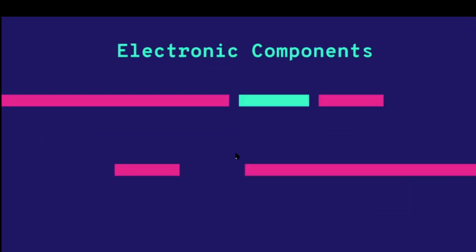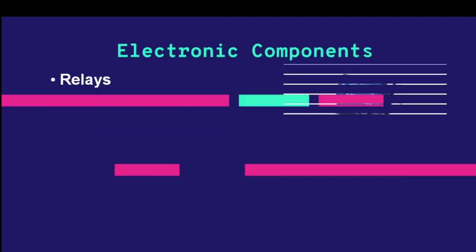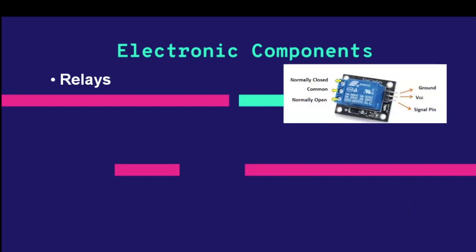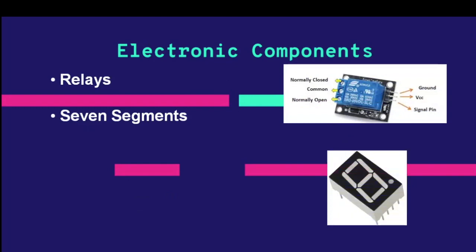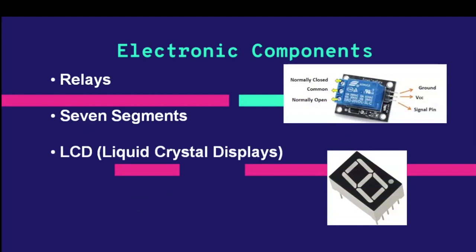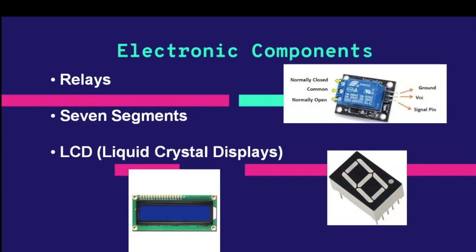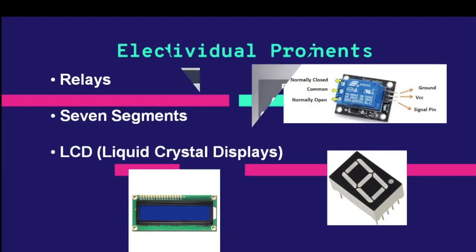Okay, and in this course, we are also going to learn about the relays, which are acting as switches. And then we are going to talk about 7 segments, which are used to display the numbers. And then LCD, that stands for liquid crystal displays, which are used to display numbers, letters, things like that. So these are the main electronic components that we are going to use in our course.